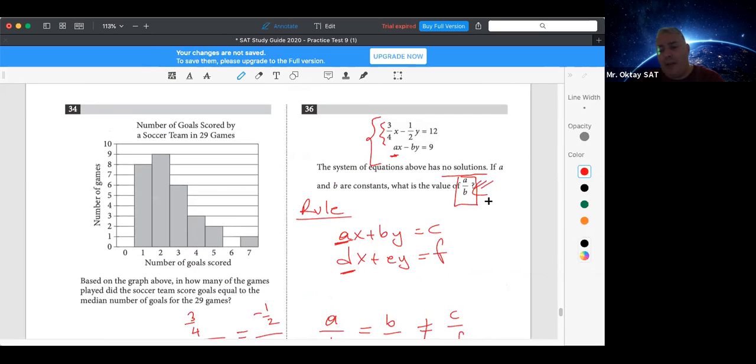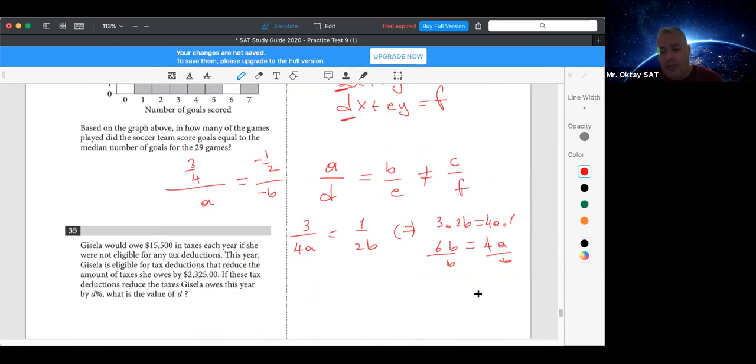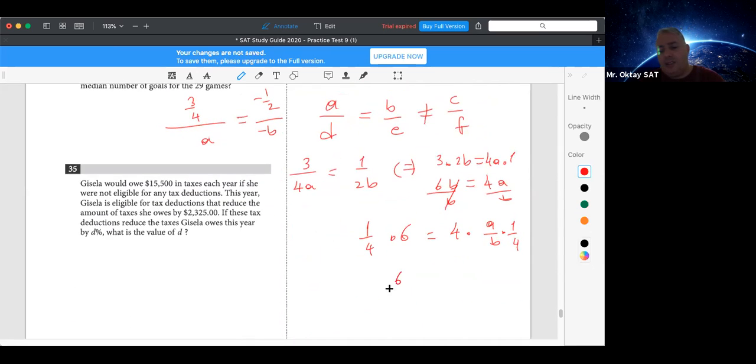Find a over b. A over b. So over b, it will be 6 is equal to 4 times a over b. So what is only a over b? Times 1 over 4, which is 6 over 4, which is 3 over 2.